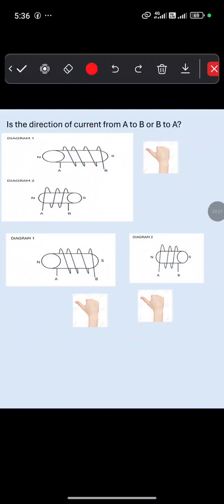Okay, so let's determine the direction of current. To determine the direction of current, you use your right hand rule. We use what we call a right hand rule.